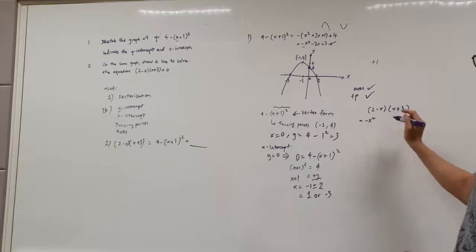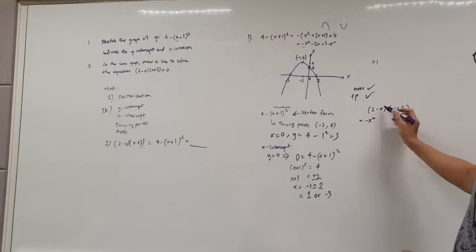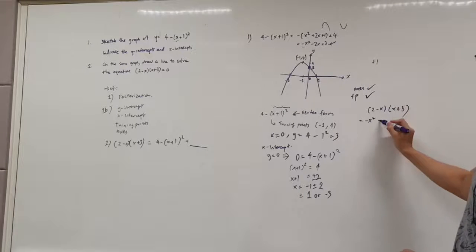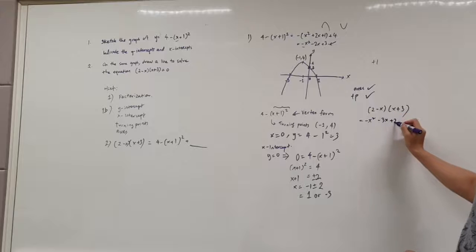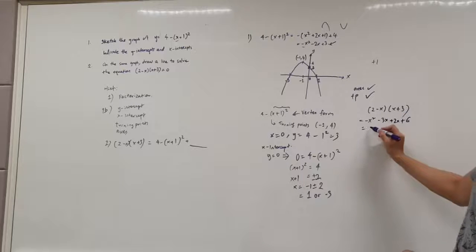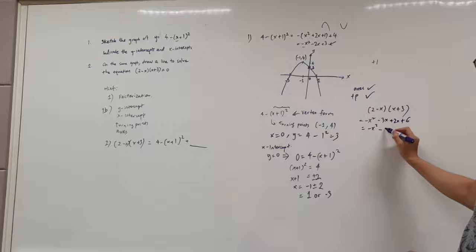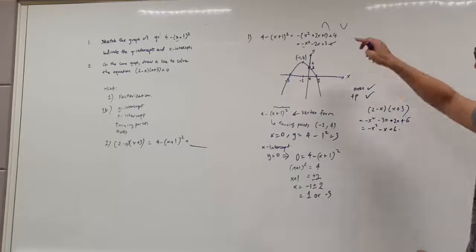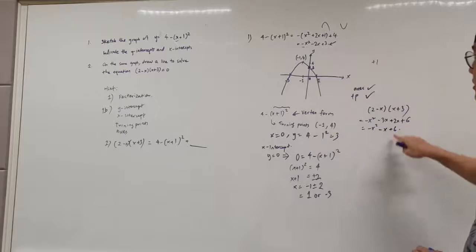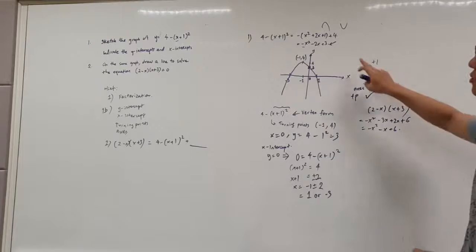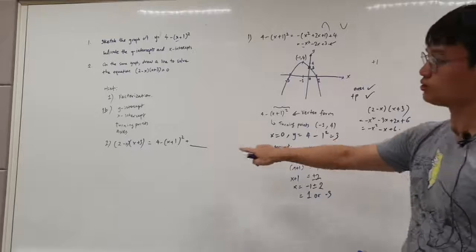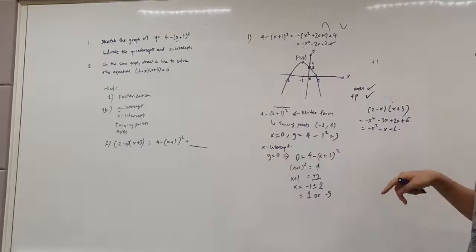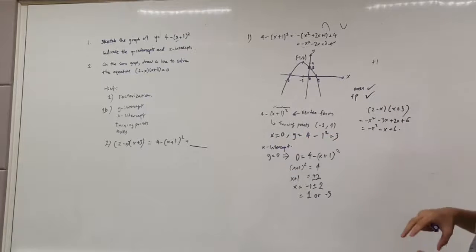This is minus x squared minus 3x plus 2x plus 6. And this is negative x squared minus x plus 6. Now, what is the relationship between these two? Now we look at hint number 2. So this hint number 2 is very useful for us.